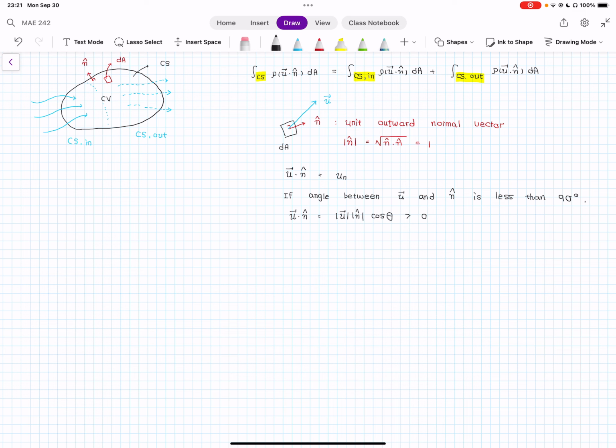Following the same reasoning, if the angle between the velocity vector u and the normal vector n is greater than 90 degrees, then fluid particles are going in.